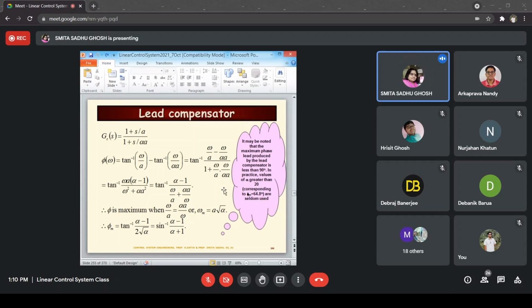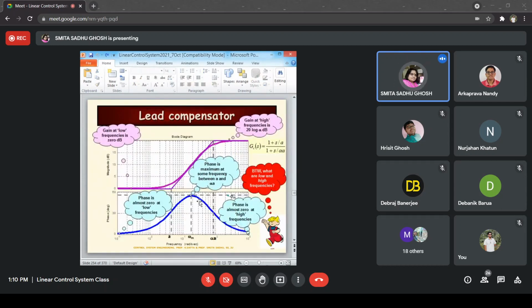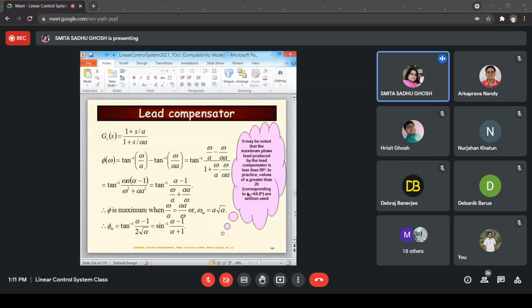So now, what we have said over here is that it may be noted that the maximum phase lead produced by the lead compensator is less than 90 degrees. So over here, basically, this plot is going to go up and then go down. But since we have the phase lead coming as the difference between these two phases, it is never going to be equal to 90 degrees. So the maximum value of the phase lead that is obtained from the lead compensator will essentially be less than 90 degrees, right?